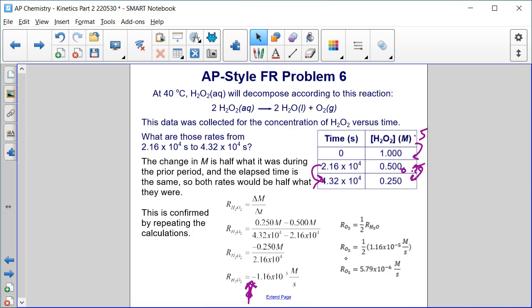And the rate of appearance of O2 would be half that, given the 2-to-1 stoichiometric ratio. So half of 1.16 times 10 to the minus 5 is 5.79 times 10 to the minus 6 molarity per second.